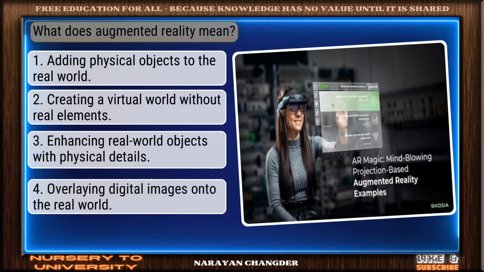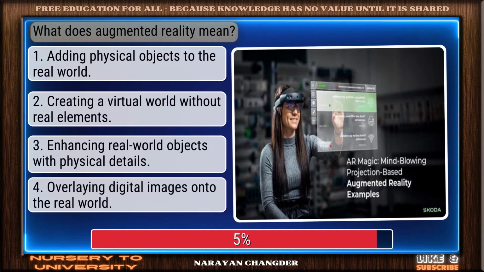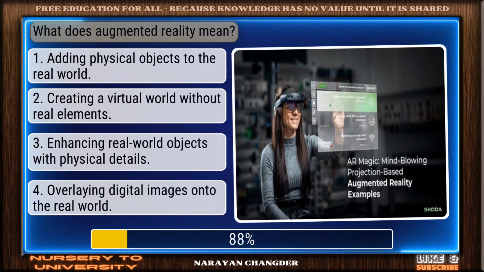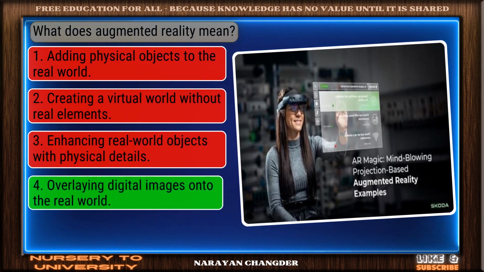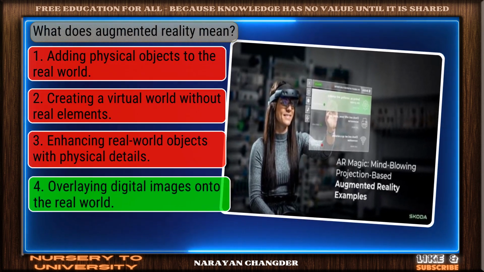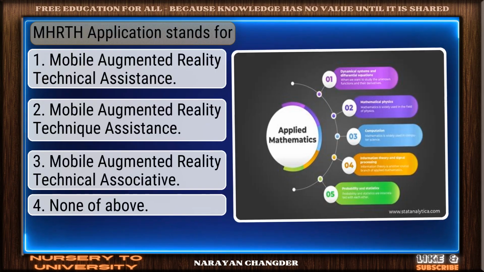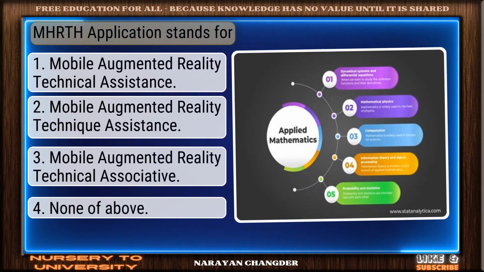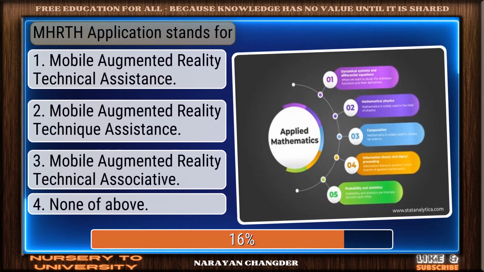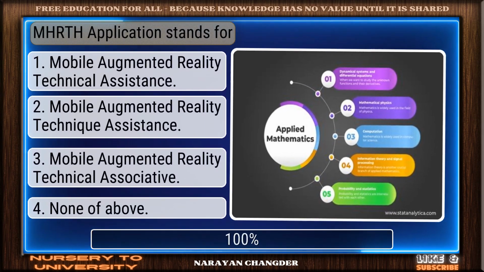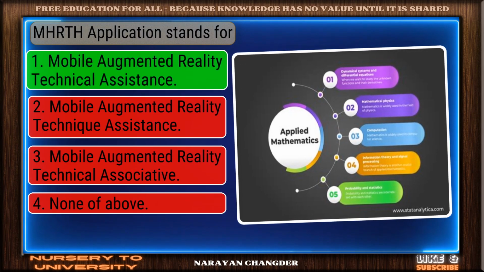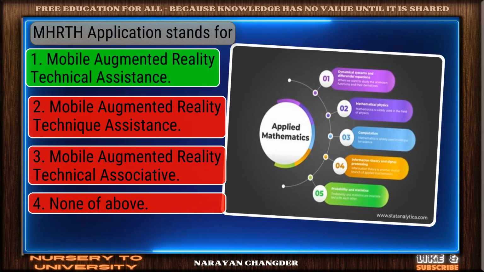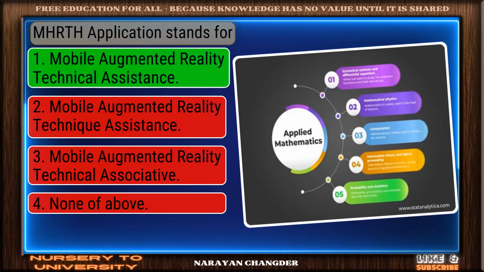Question number 71. What does augmented reality mean? Solid response. Overlaying digital images onto the real world is a valid choice. Question number 72. MARTA application stands for. On track. Mobile augmented reality technical assistance is the correct answer.